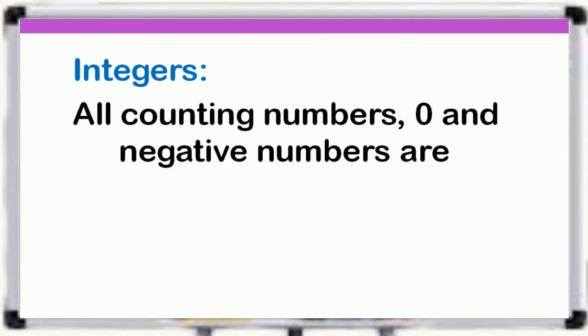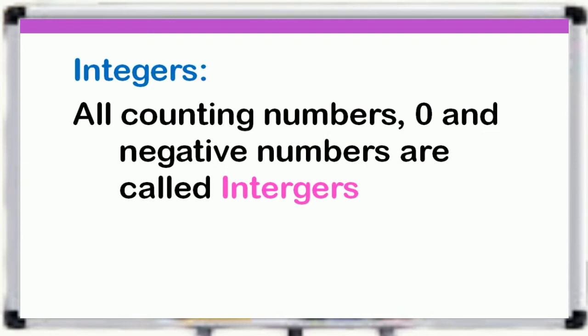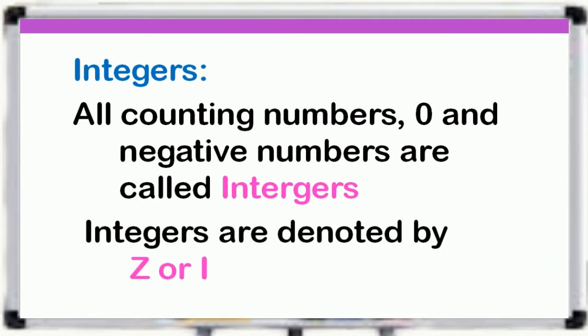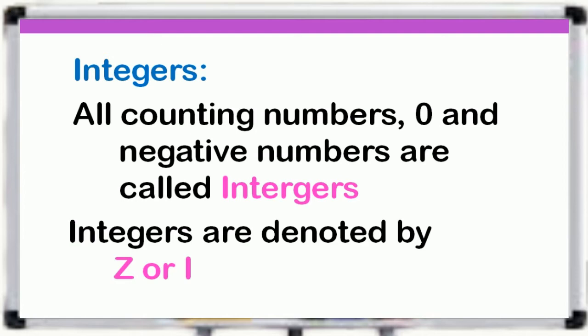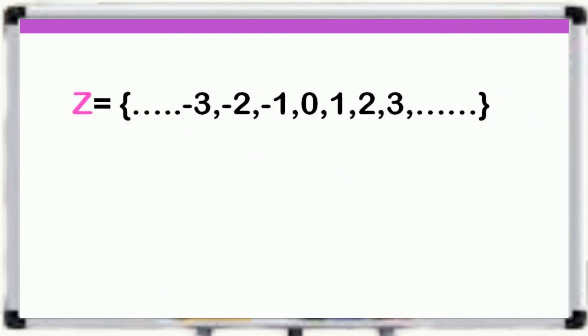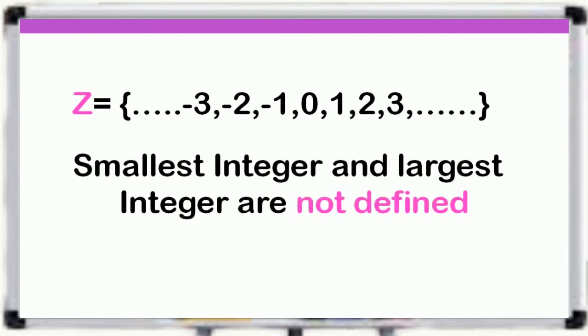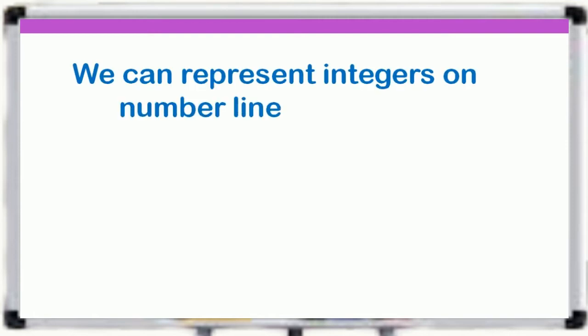Now, we learn about integers. All counting numbers, 0 and negative numbers, that means positive numbers, 0, and negative numbers together are called integers. Integers are denoted by Z or I. Z is equal to negative numbers, 0, positive numbers. The smallest integer and the largest integer are not defined.